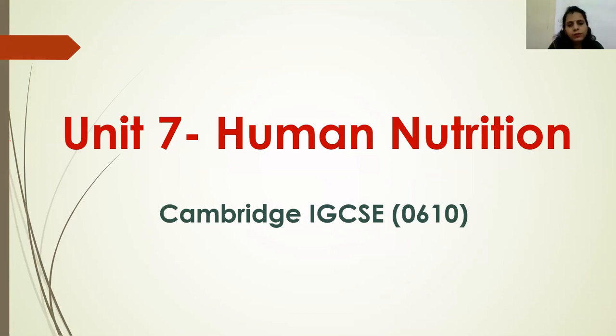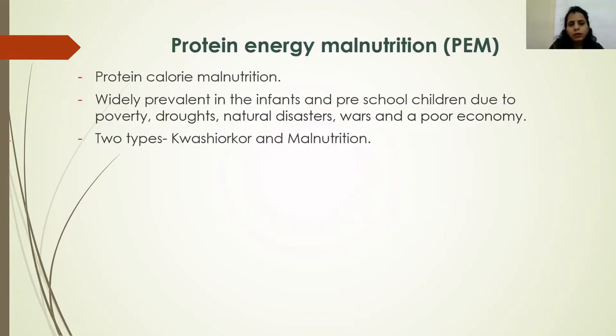Hello everyone. In previous videos of this unit, we have discussed various nutrients present in food, that is carbohydrates, fats, proteins, vitamins and minerals, and the diseases caused in human beings due to the deficiency of any of these nutrients in food. In this video, we are going to discuss protein energy malnutrition.